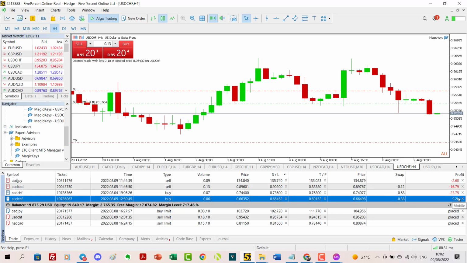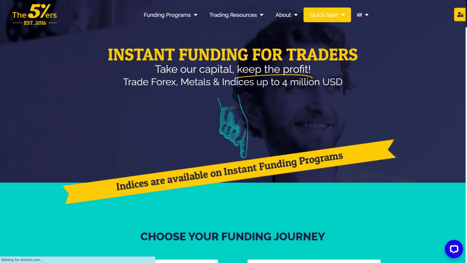I was a lot more in profit. It's come back down a bit now, but it just needs a bit more time. And that's why I love using this platform with the prop firm, the 5%ers, because time is what they give you.